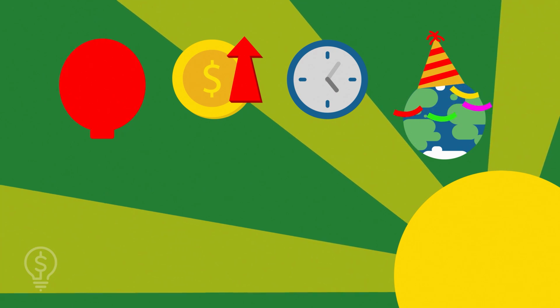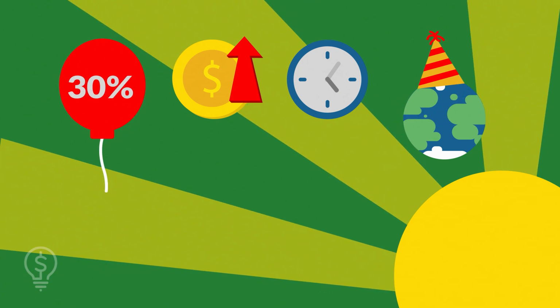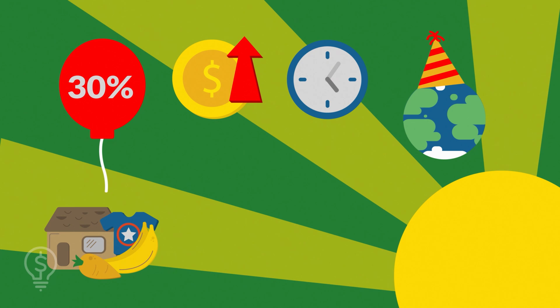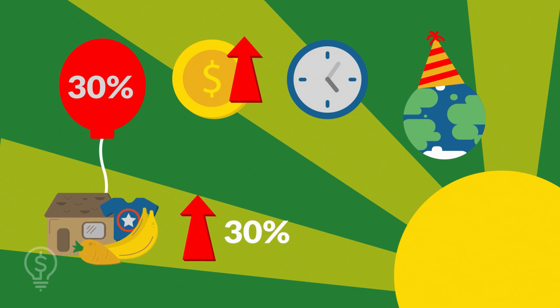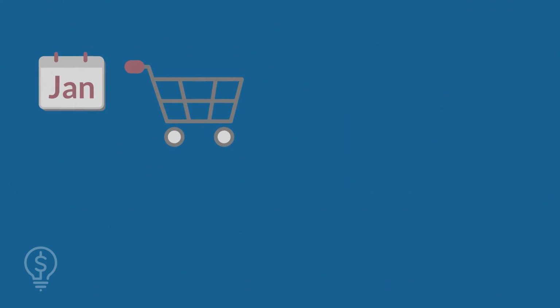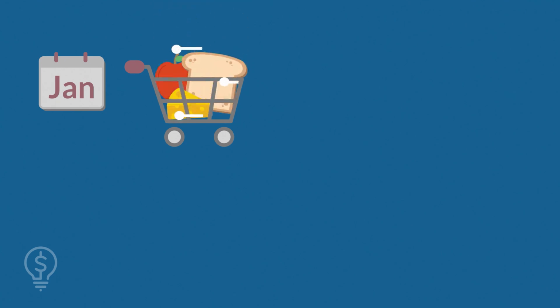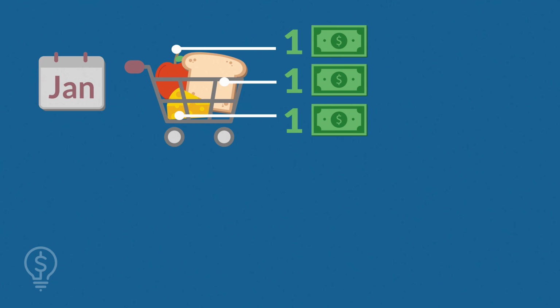In this way, we can say that if an annual inflation was 30%, the price of goods and services increased by 30% during the year. But let's see how it works with an example. Suppose that in the month of January we make a purchase at the supermarket, buying bread, cheese, and apples. Assuming that the price of each product is $1, we will have spent a total of $3.